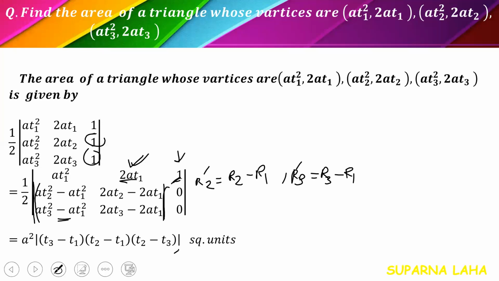Why? Since area is always positive, I am using the mod sign since we don't know the values of T1, T2 and T3. So use the mod sign wherever you don't know these values, since area is always a positive quantity. Okay, so this is your answer. Write it down, and moving to the next problem.